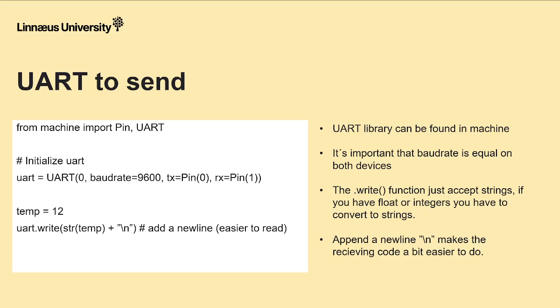And if I want to send some information, in this example I want to send a temperature, 12, hard-coded in this first example. I can't just send an integer or a float. I have to transform it to a string. So in this case I use the str command to make the temperature a string, and then append a newline at the end, and that will make it a bit easier to read the data on the receiver.